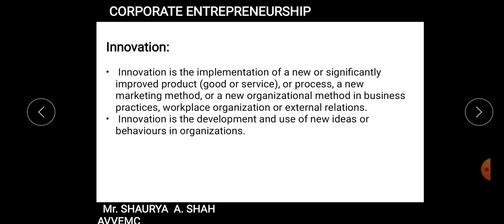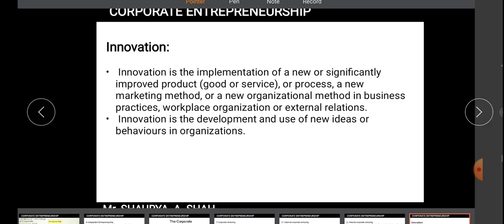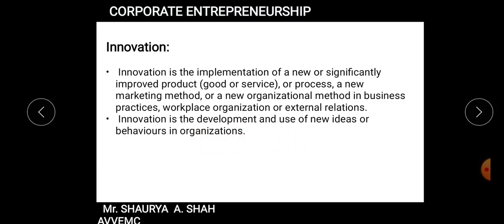Innovation means here we are not limiting it only up to the particular product, right? It may be a new product, it may be a service also, it may be a process also, it may be a new marketing method, or it may be a new organizational method in business practices. So all this are related to your innovation. Innovation is the development and use of new ideas or behaviors in the organization. Hope it's clear, right? So innovative thought, we can say, innovative methods, we can say. So all those things are used particularly here. I hope it is clear to all of you. Fine.